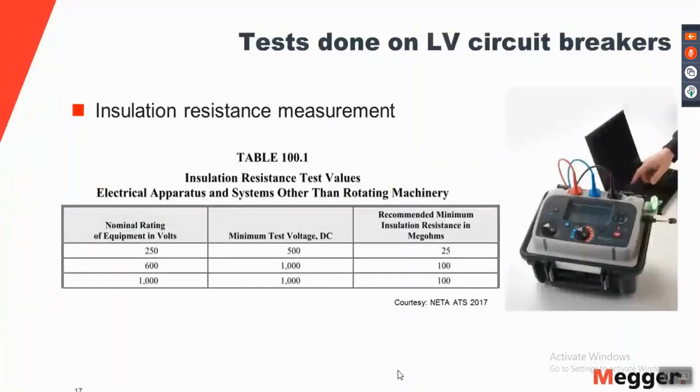You can either go with the manufacturer's limits, or if not, this table that's been taken from the NETA standards gives you a reference limit. As you can see, it applies to electrical apparatus other than rotating machinery and can be applied to power circuit breakers as well.